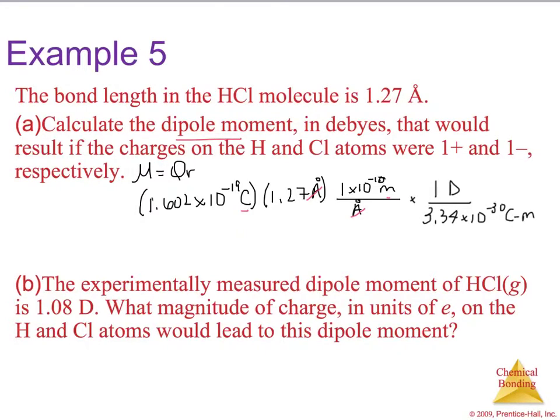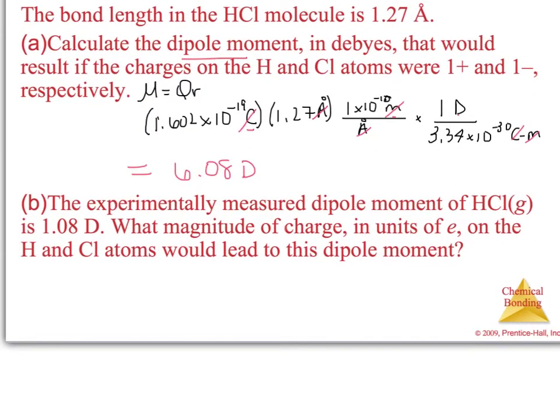And what you should see now is your coulombs are going to cancel, your meters are going to cancel, and we're going to be left with our unit of Debye. And when we multiply everything through, we end up with 6.08 Debye.